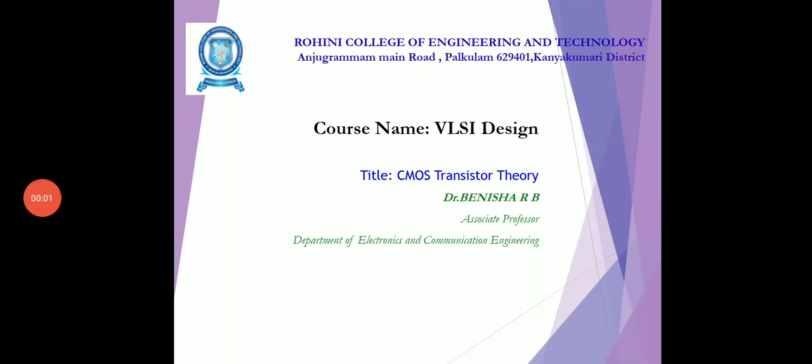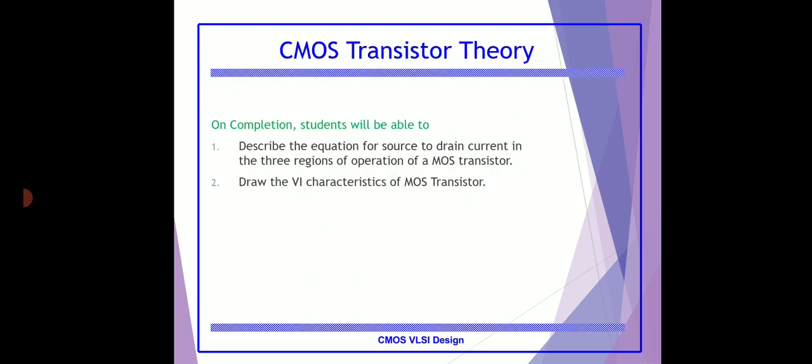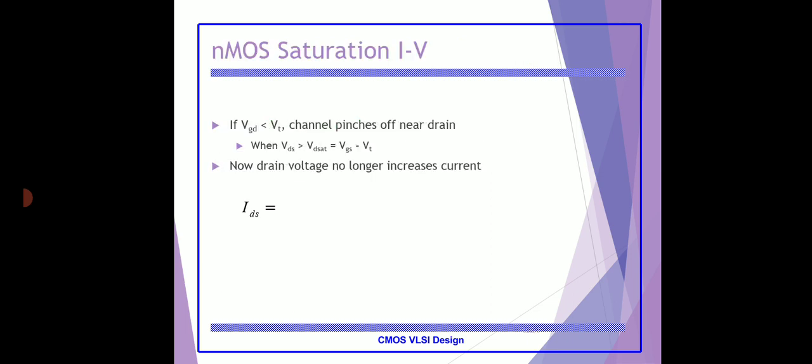In this video we are going to discuss the CMOS transistor theory. On completion of this topic, the students will be able to describe the equation for source to drain current in the three regions of operation of a MOS transistor, and they will be able to draw the VI characteristics of a MOS transistor. So here we will be discussing two things.